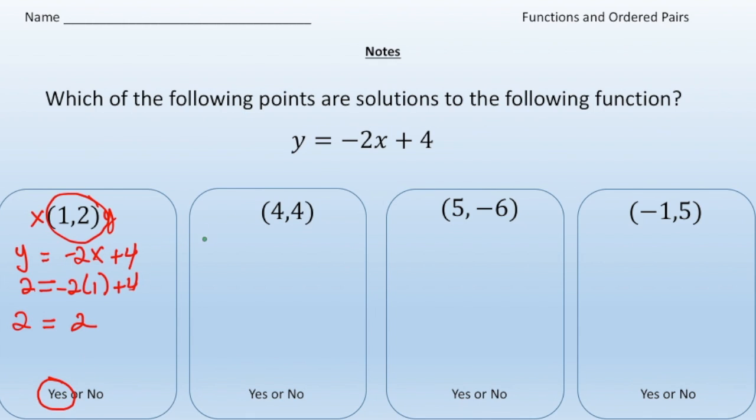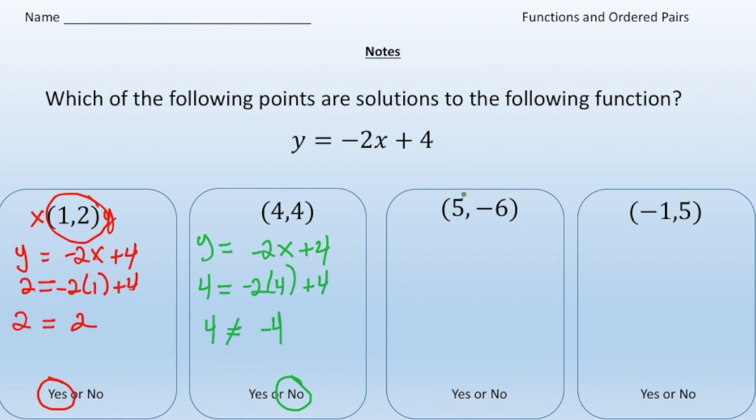So again, I'm going to rewrite the function: y equals negative 2x plus 4. And then I'm going to substitute a 4 in for the x and a 4 in for the y. So 4 is y, so 4 equals negative 2 times our x value, which is 4, plus 4. And 4 is going to equal, well, negative 2 times 4 is negative 8, and negative 8 plus 4 is negative 4. So because 4 does not equal negative 4, it's not a solution. So the point (4, 4) would not be on this line if you graphed it.